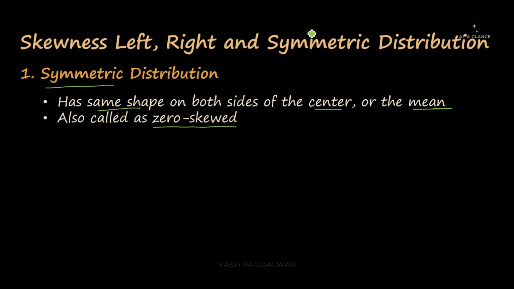Now, just remember, symmetry and skewness are opposite. If there is zero skewness, then in that case it is purely a symmetric distribution.